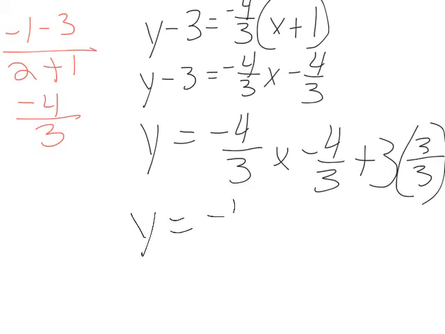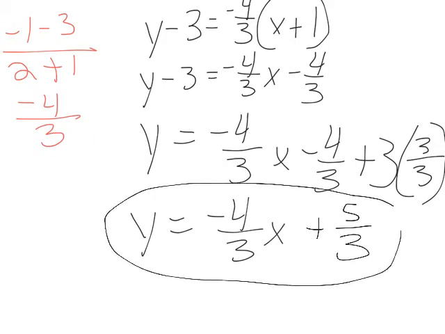Y is equal to negative 4/3 x, and then I've got negative 4/3, and when we multiply these two together, 9/3, right? So negative 4 plus 9 gives me positive 5/3. And there's my answer.